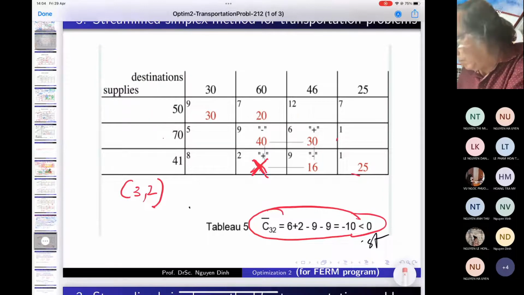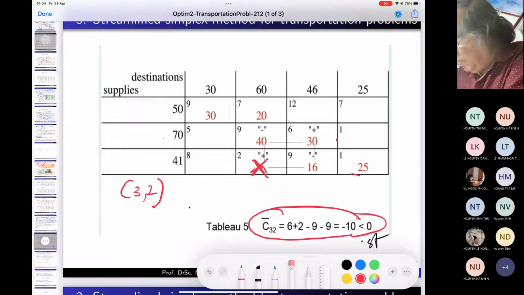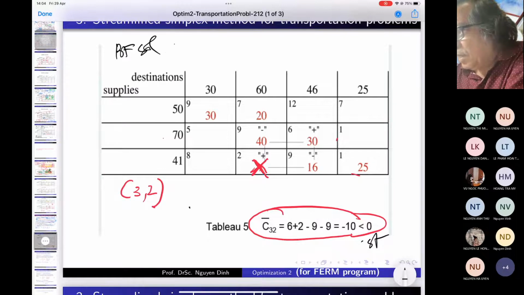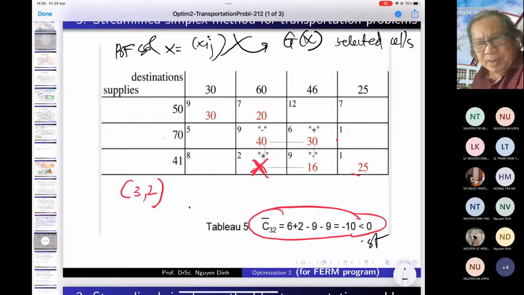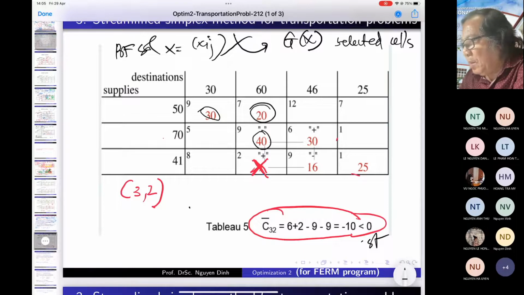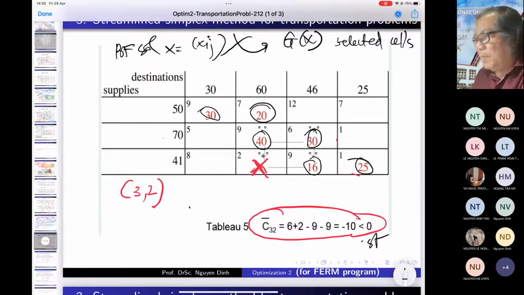First of all, we have a BF solution X equal to Xij, and from this you have the setup GX. We call GX the setup of selected cells. In this case it is the set which has the numbers here, 30, 20, and so on. These are the selected cells, including 6 cells.